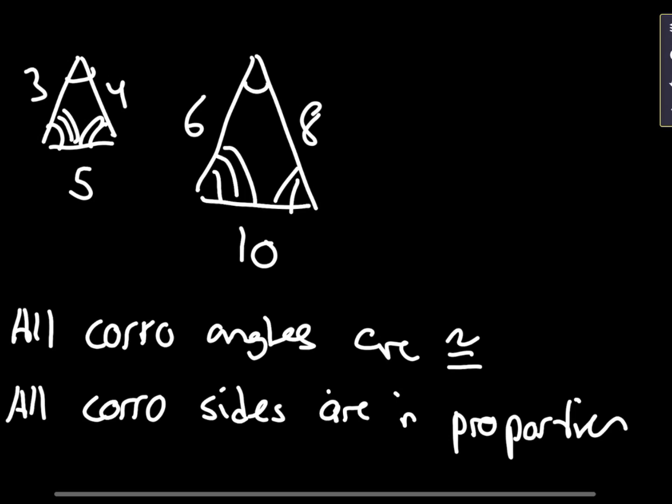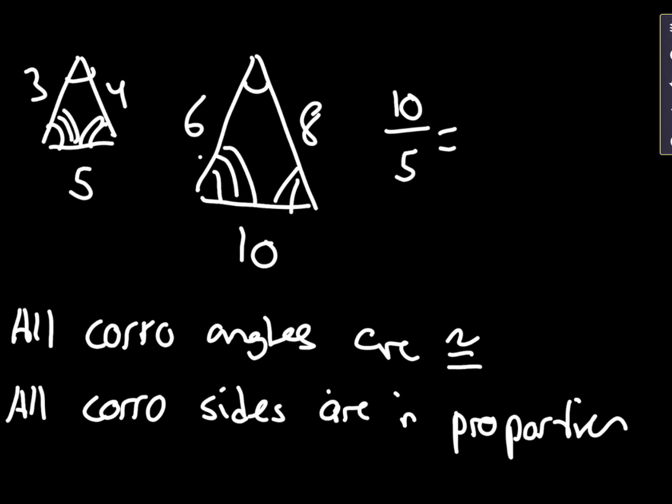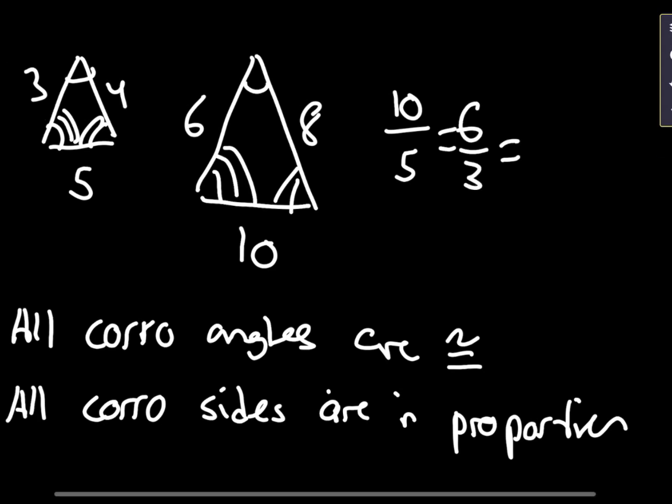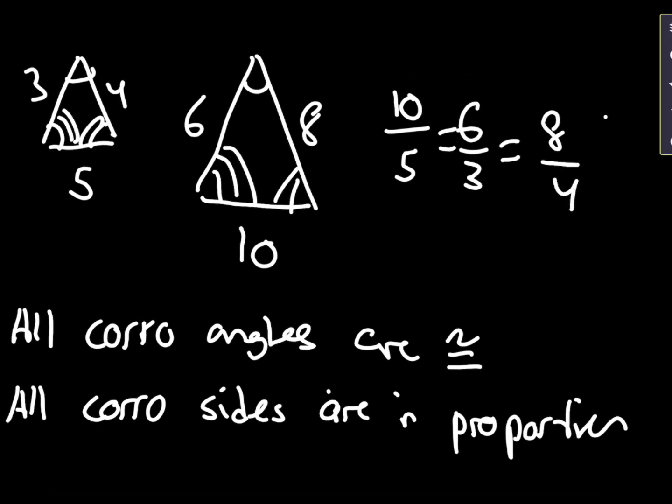Now, what does this mean? In proportion, well, let me give you an example. If we take, let's say, the biggest side and divide it by the biggest side of this triangle, this is going to equal the smallest side divided by the smallest side of this triangle. And this is going to equal the medium side divided by the medium side of this triangle. So you see all of these sides, this is what it means to be in proportion, okay?